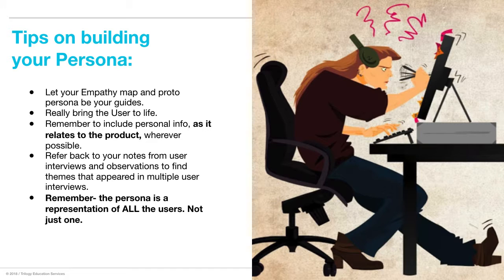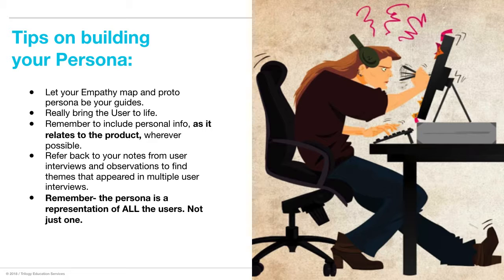We're going to do a couple things to ensure that there's a really great lump of data in this persona. So some of the tips are going to be, we're going to let the empathy map and the proto-persona be our guide to creating this persona, along with the other data that we have. We're going to be referring back to notes from user interviews, observations, things in the affinity diagram that popped up for multiple users. We're going to really bring the user to life here, okay?